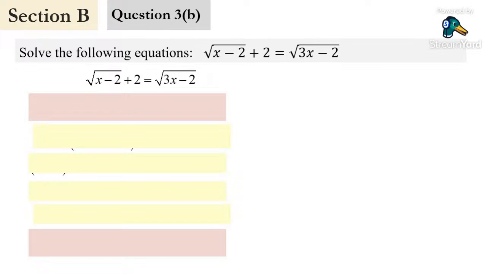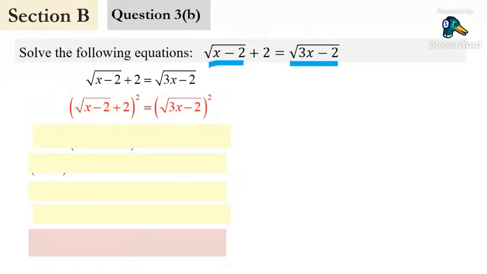So in this case here, we have two different square roots. How we're going to solve it is that first, the formation. The formation must be, we have one square root on each side. Formation already there. So if formation already there, we square both sides.